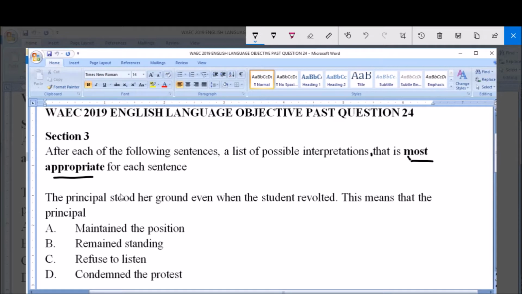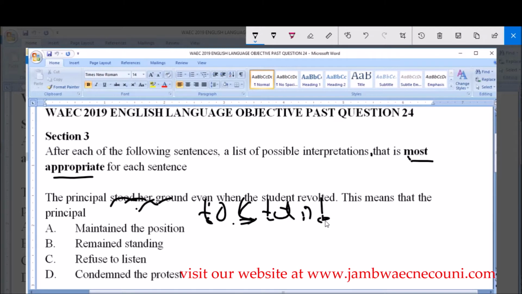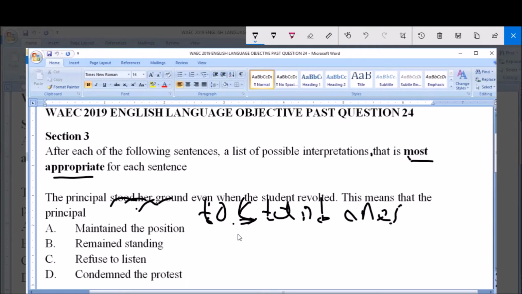Now, the main expression we are looking at is "stood her ground," or to stand one's ground. What does it mean for someone to stand one's ground?